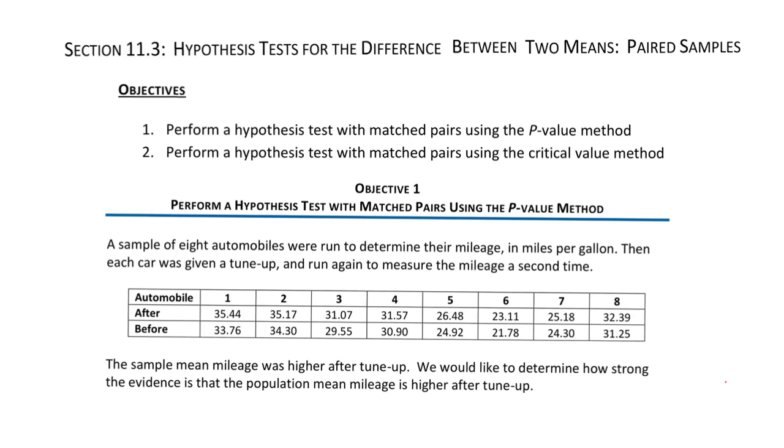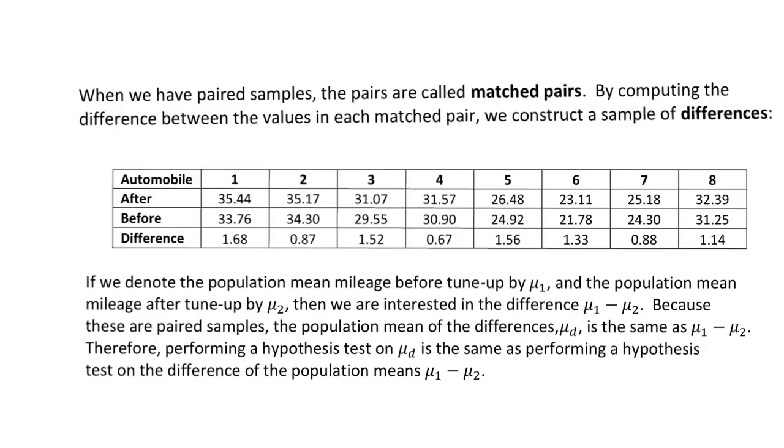These are paired samples because each value before tune-up is paired with the value from the same car after tune-up. By computing the difference between the values in each matched pair, we can construct a sample of differences. So we can create one more row here, and create a sample of differences. So here we created a row which shows the differences.